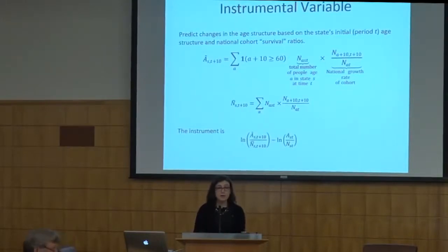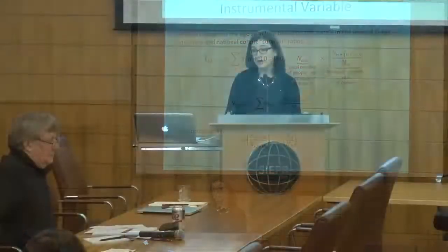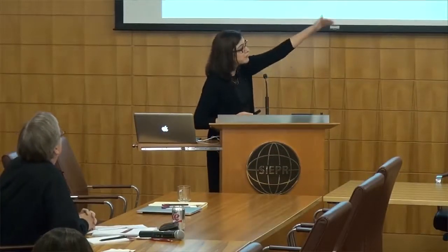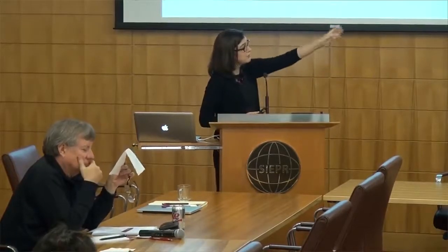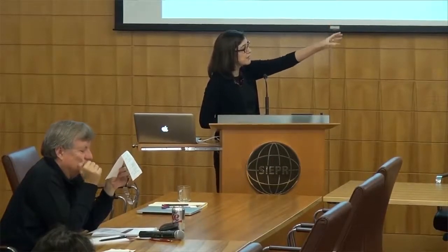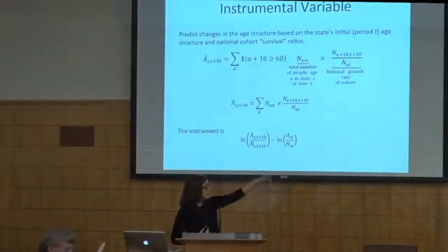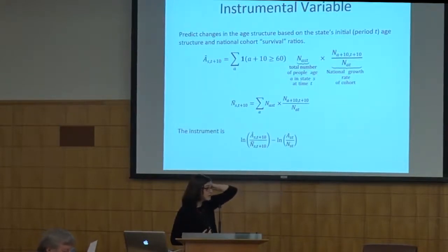So this just formally writes out what I just explained. At the top we have the predicted population age 60 and older, which is going to be a function of the total number of people 10 years before multiplied by the national growth rate for that cohort. We're going to do the same thing to get the denominator, or the actual population size itself. And then we can compute the instrument, which is simply this difference in predicted population 60 and up compared to the base rate 10 years earlier. Okay.